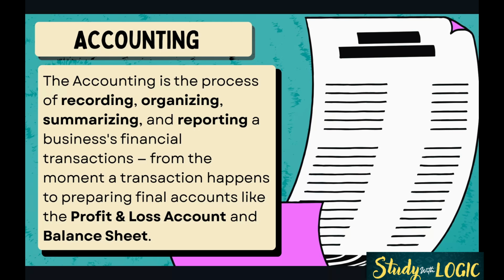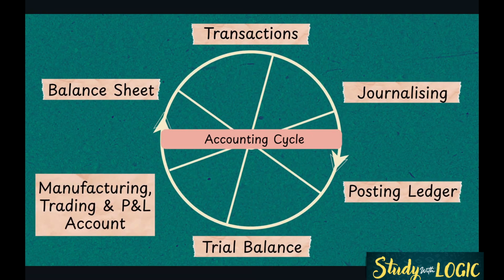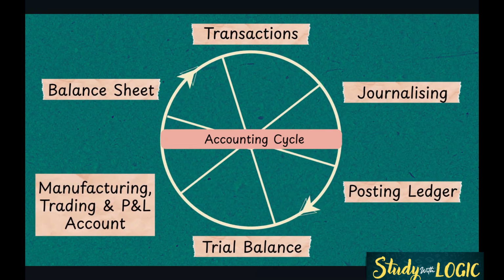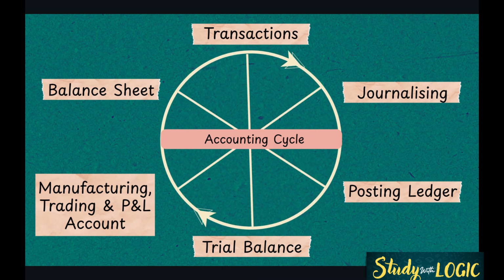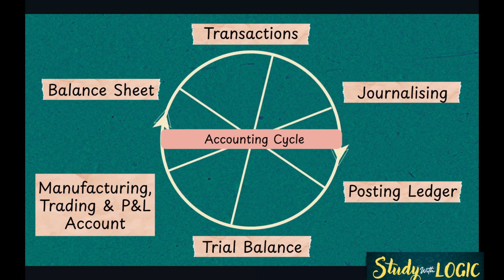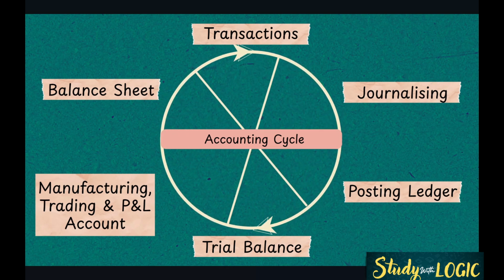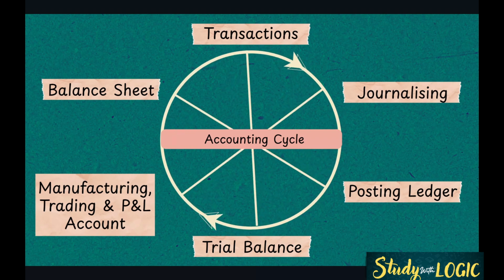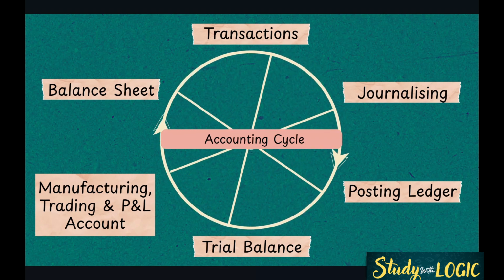Now, moving on and understanding the accounting cycle. As you can see, there are various steps. Accounting cycle begins with transactions, I mean identifying business transactions. Then moving on with journalizing transactions. Then posting those transactions into ledgers. And then preparing trial balance.